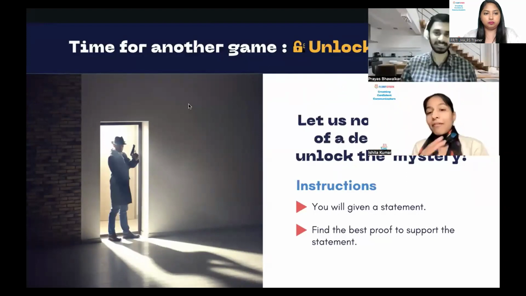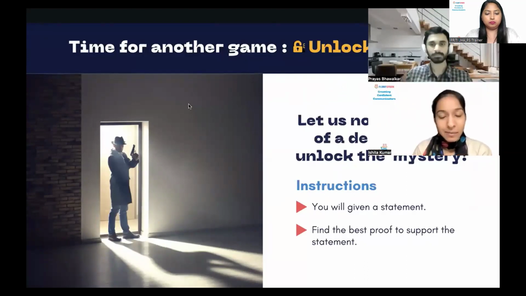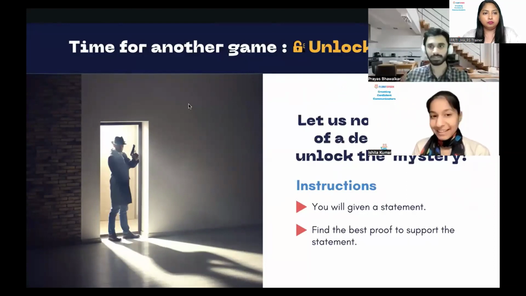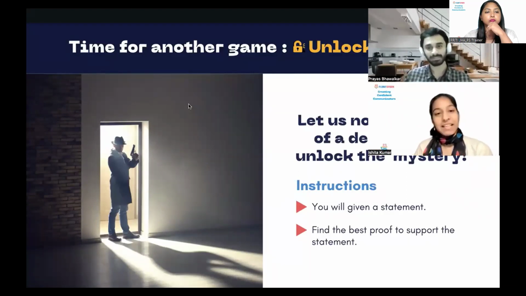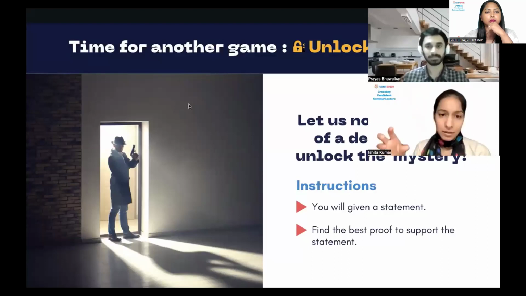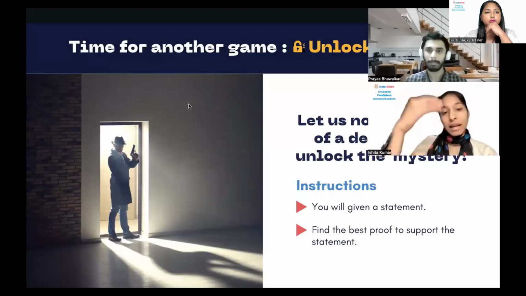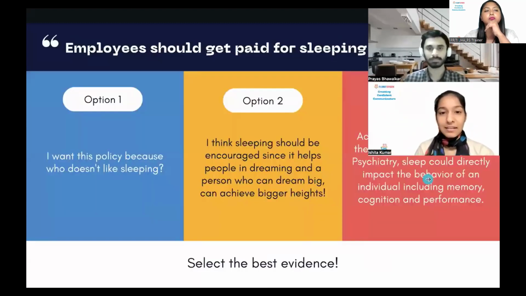Okay. And what we have to do is, here are the instructions. Can you please read out the 2 points under instructions? You will be given a statement. Find the best proof to support the statement. Got it. So there would be one statement, and then I'll give you 3 options as its proof. And you have to find the best proof that supports that statement. All right. Got it. Okay. Let's try.